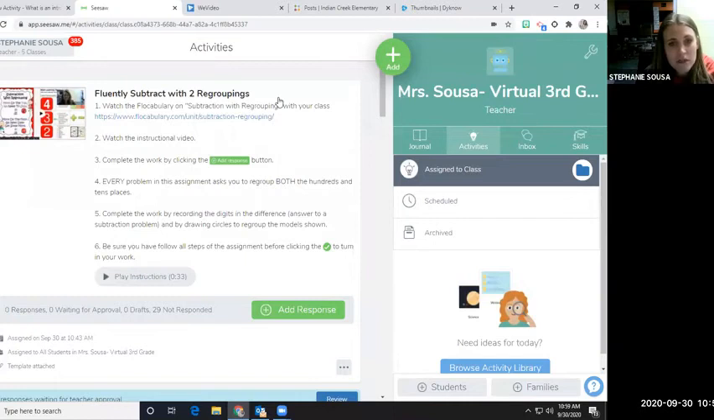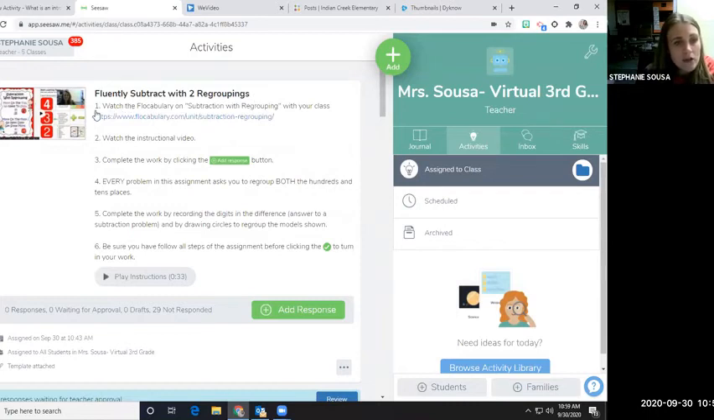Put your math hats back on. We're coming back to math. You have a Seesaw assignment. I love it. I saw all of you putting your hats on. You're awesome. You have an assignment that has been released to you called Fluently Subtract with 2 Regroupings.